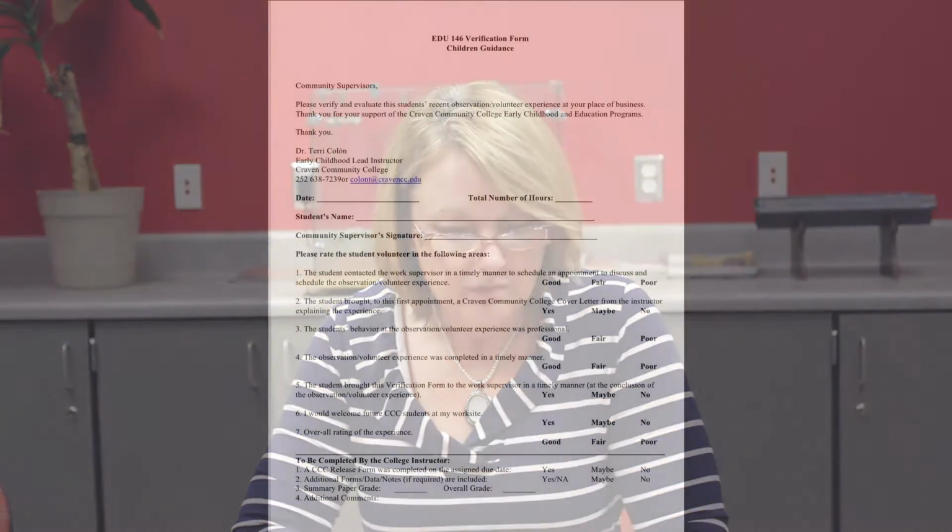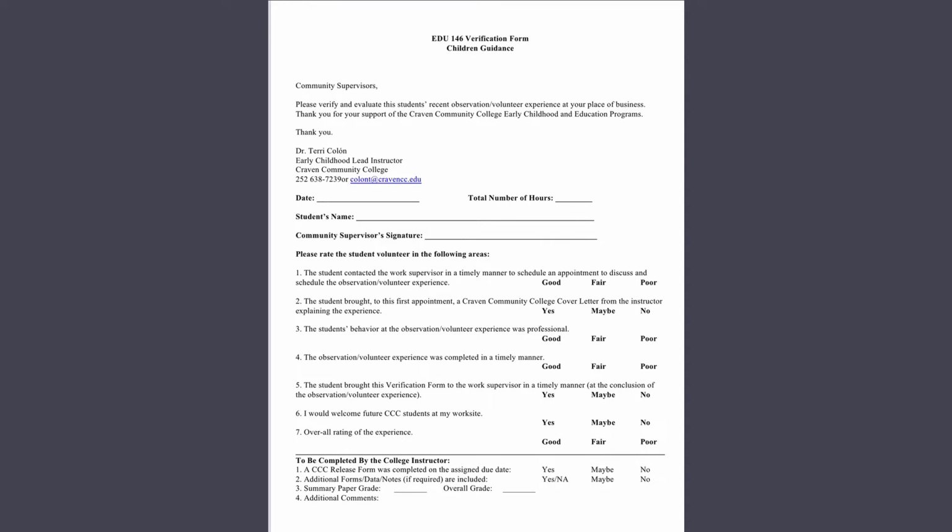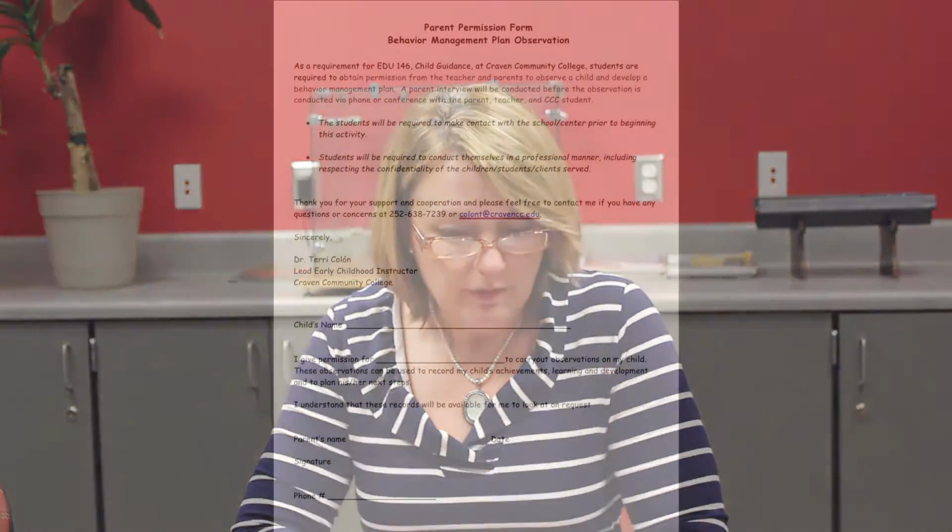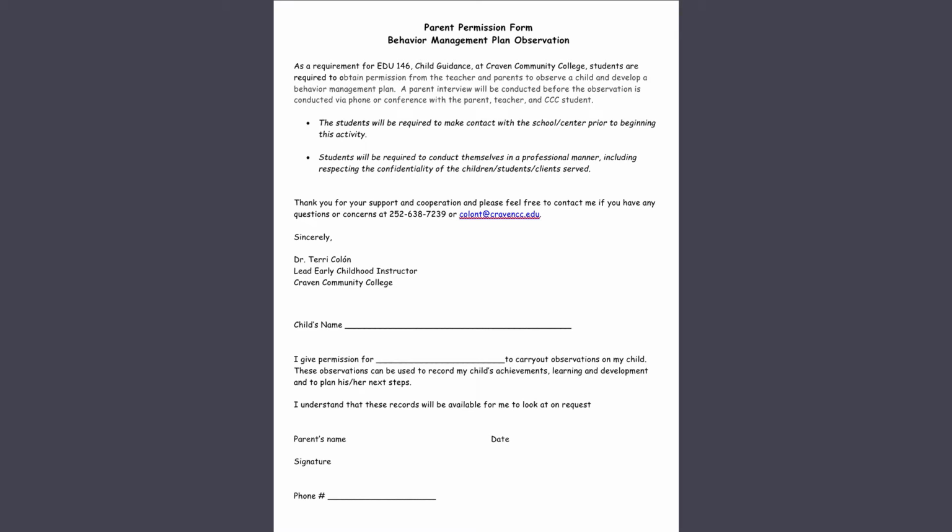After your date is set up at the center, when you arrive, you have to present the director or teacher with the verification form. This form documents your time spent during your observation. Your first observation is going to be 1 to 2 hours long. You need to get signed parental permission to observe the child. It doesn't matter if you're observing the child in the center or school or anywhere else or at home. You have to have the parent's permission.